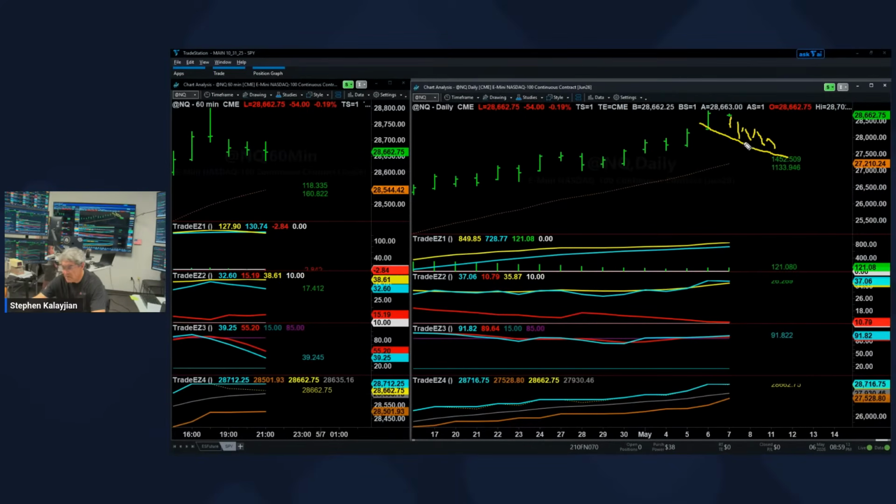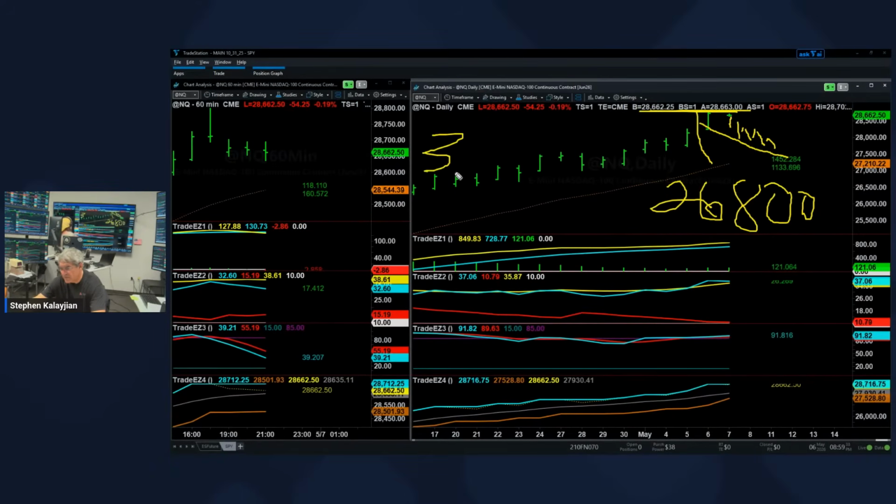Let's just say the high is 28,800. But let's just say you get down to 26,800. I'll make it simple. That's 2,000 points from the top to here. The measured move based upon the breakout, you add the 2,000 points to the 28,800, you get 30,800, and they're all going to have a party if they get NASDAQ 30,000.